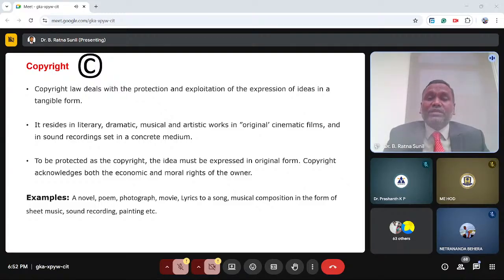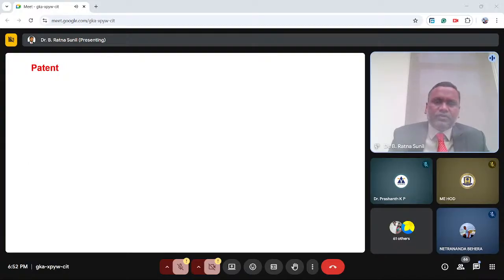So copyright law deals with the protection and exploitation of the expression of ideas in a tangible form. Tangible form means physical form. I can write a book, I can copyright it. I can compose a music piece and I can copyright it. I can write poetry, I can copyright it. I can paint and I can copyright it. So literary, dramatic, musical, and artistic works can go for copyright.